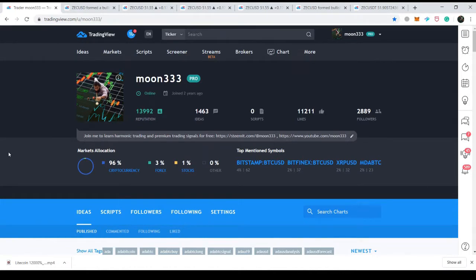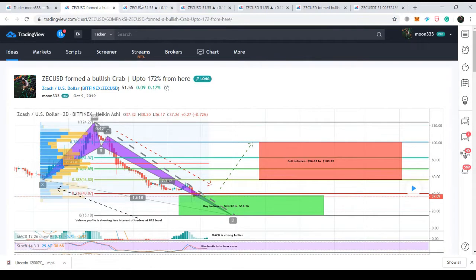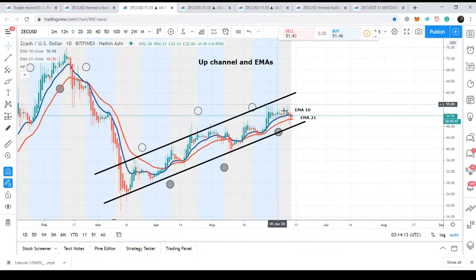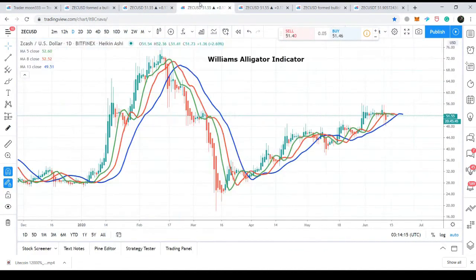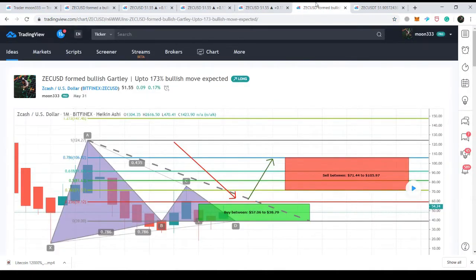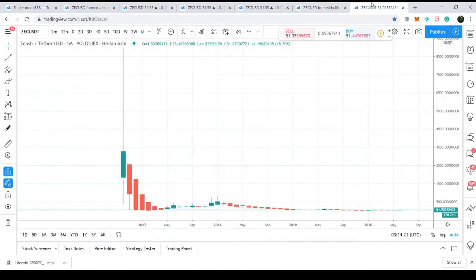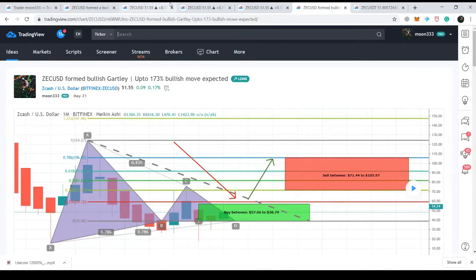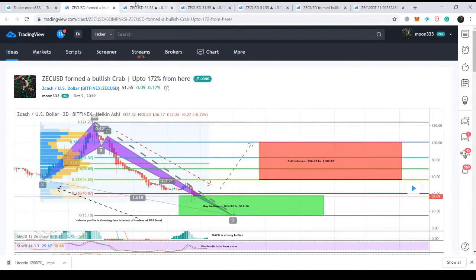Today Zcash has finally bounced from the support of an up channel. Therefore we will take a look at this movement of the price action. Along with that we will also watch the different moving averages and the indicators on the daily chart, and also the long-term analysis. So let's start the video, and first of all I would like to show you this chart.